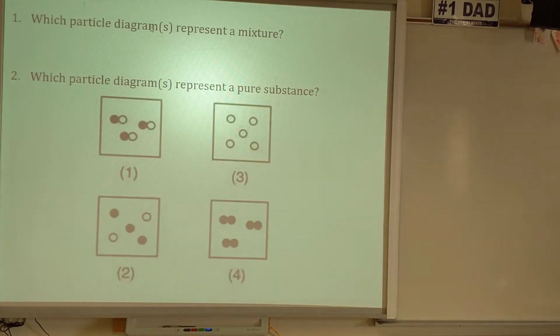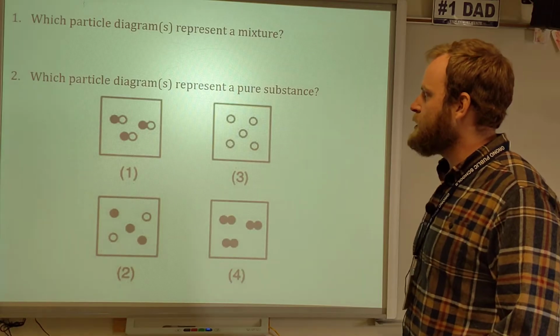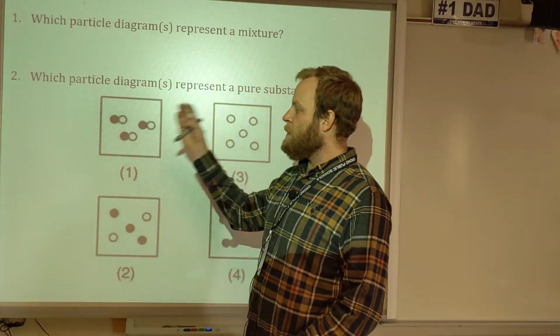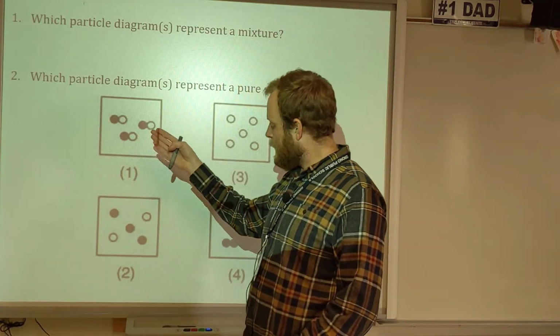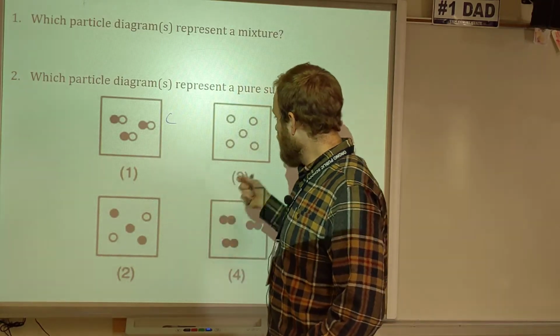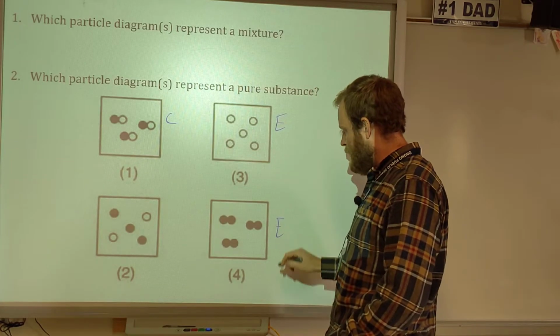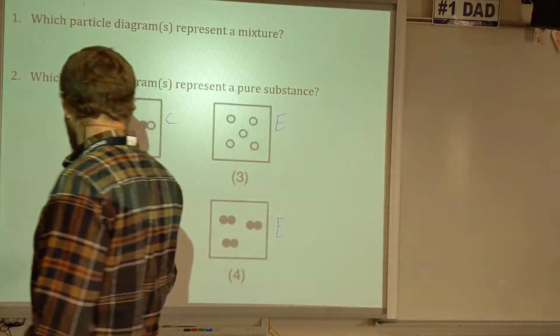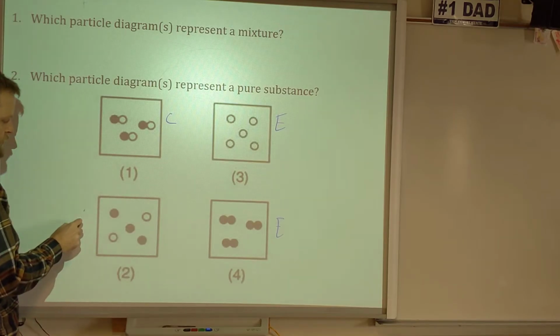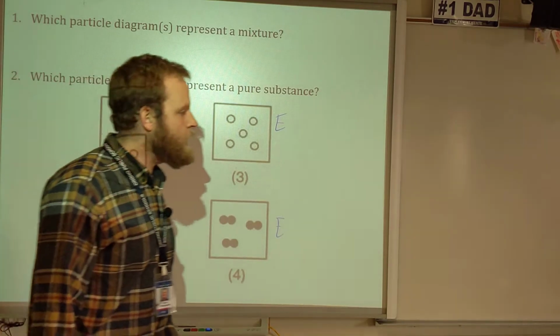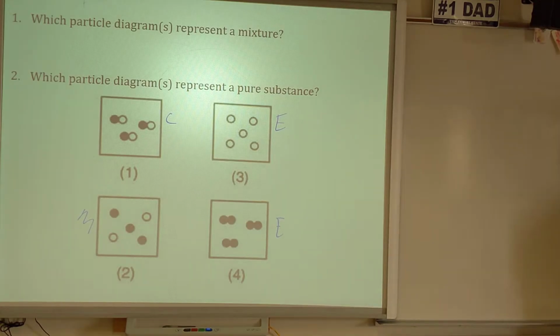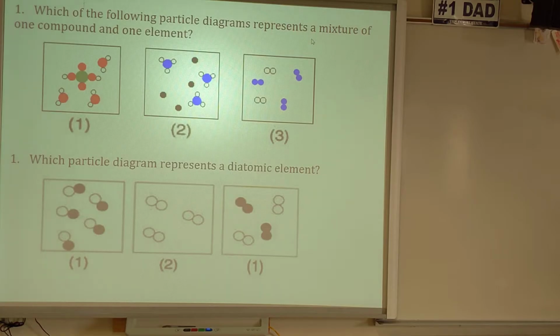Okay, basically said that. So which one represents a mixture here? So we need particles that are different, that are not bonded together. Here we have particles that are different, but they're bonded, so that's not a mixture. This would be a compound. Here, all the particles are the same, so that's an element. Here, all the particles are the same, so that's an element. This one, we have particles that are different and not touching, so that's a mixture. Can't tell if it's heterogeneous or homogeneous, though, from a particle diagram.